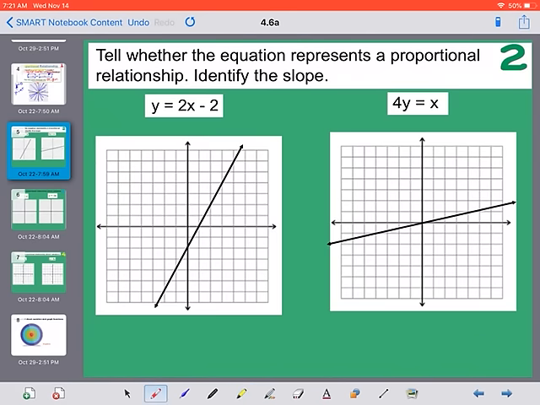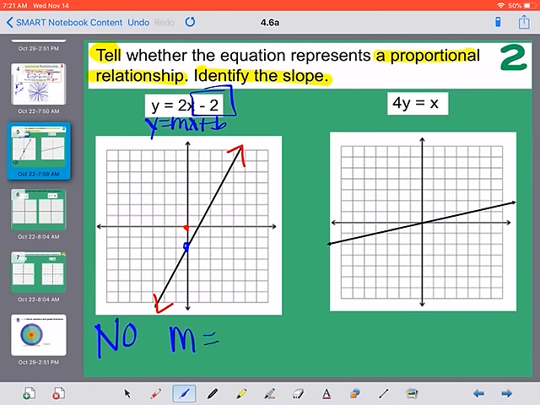It says, tell whether the equation represents a proportional relationship. So there's our first question, to tell yes or no, and then identify the slope. Well, this graph is already graphed for us. Our line is right here. Does it go directly through the origin? Well, no, this one goes through -2, and you can see that from our equation, y equals mx plus b. B is -2. So our answer would be no, this is not proportional.